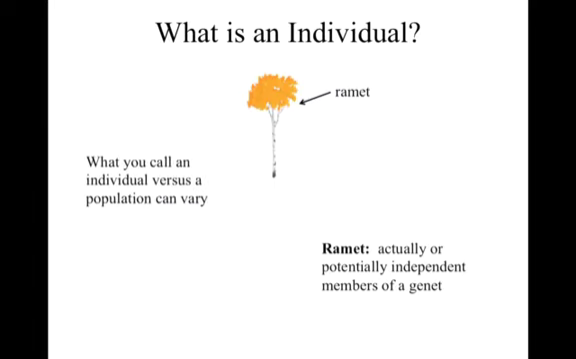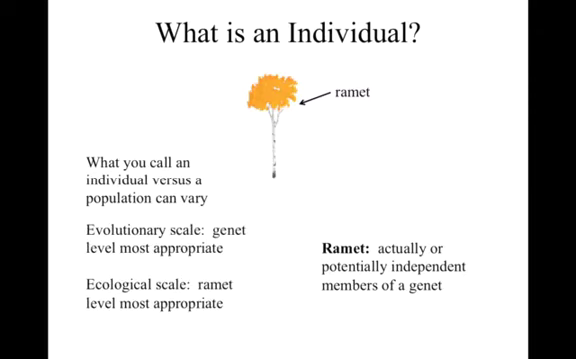All right. So that's a genet and a ramet, and that helps us to understand the components of clonal groups, clonal populations, clonal individuals. We still have that problem though. What do you call an individual and what do you call a population? And actually there's no good answer to that with clonal things. And what you call a population and what you call an individual often depends on the question you're asking and the time scale you're asking it at.